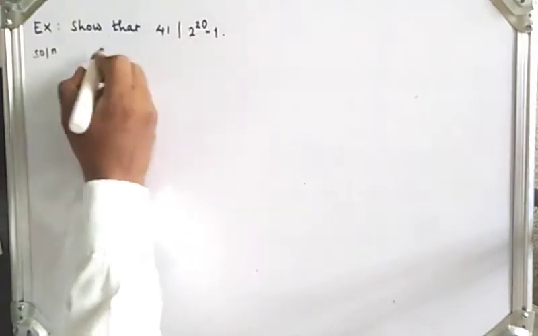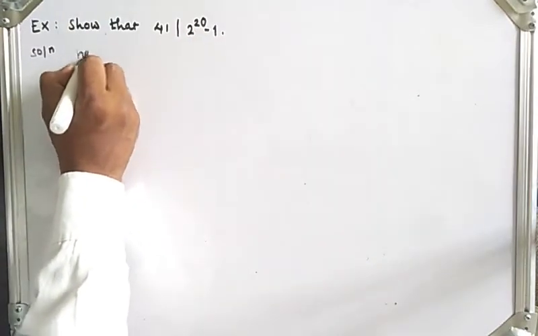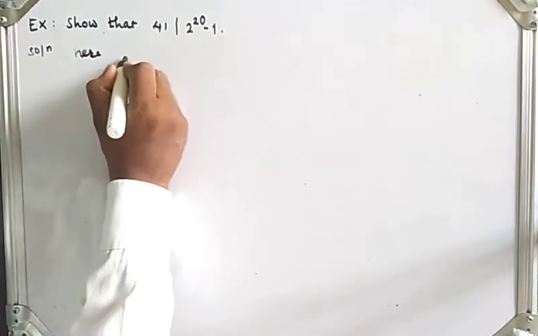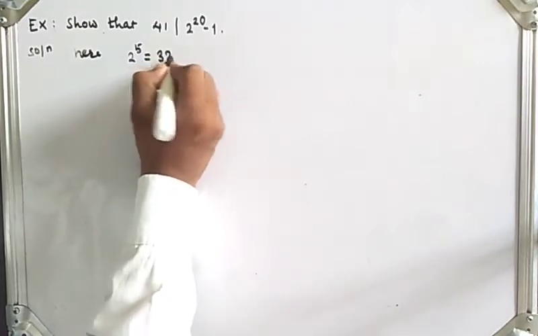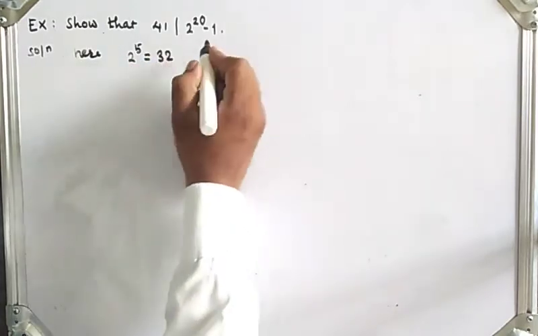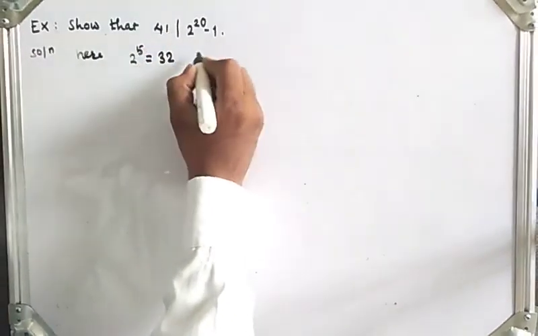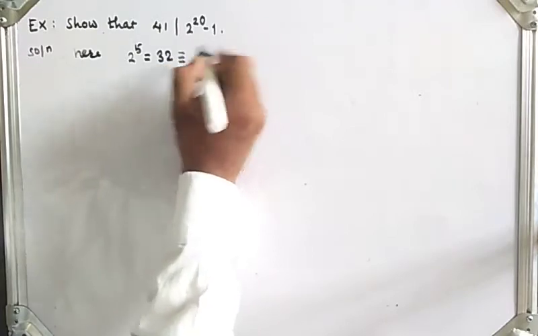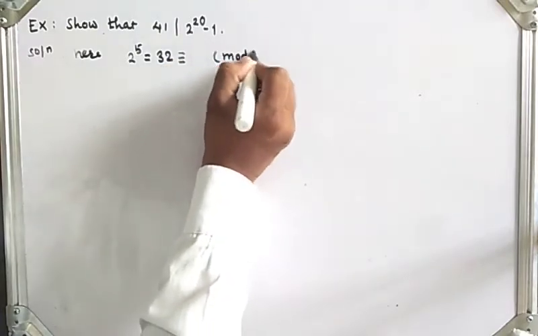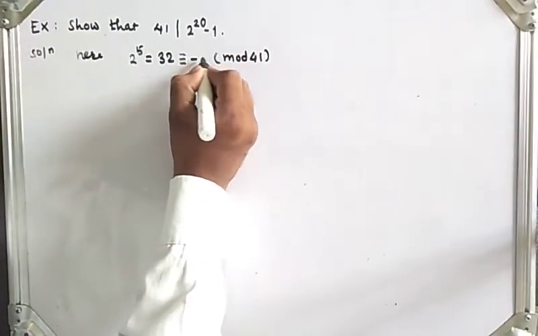So here I will write 2 raised to 5. So 2 raised to 5 is nothing but 32. When 32 is divided by 41, we get a congruence: 32 is congruent to minus 9.